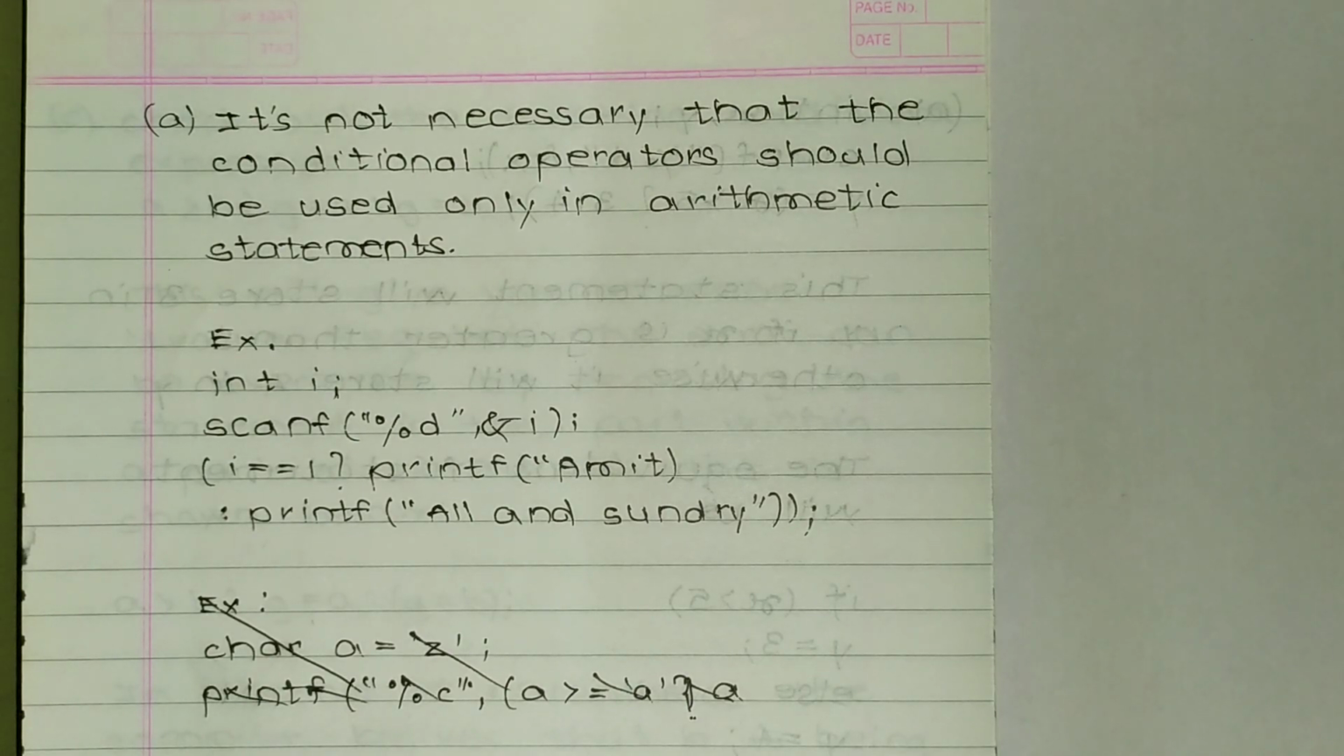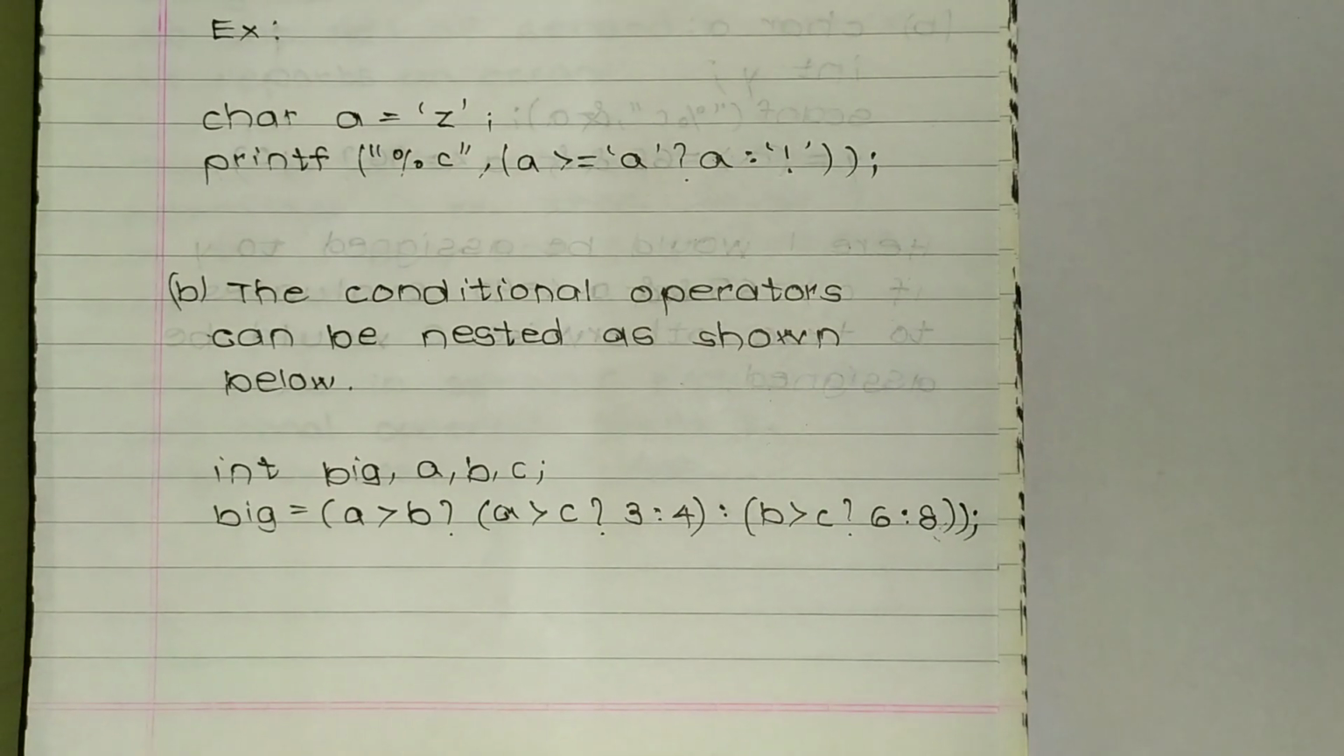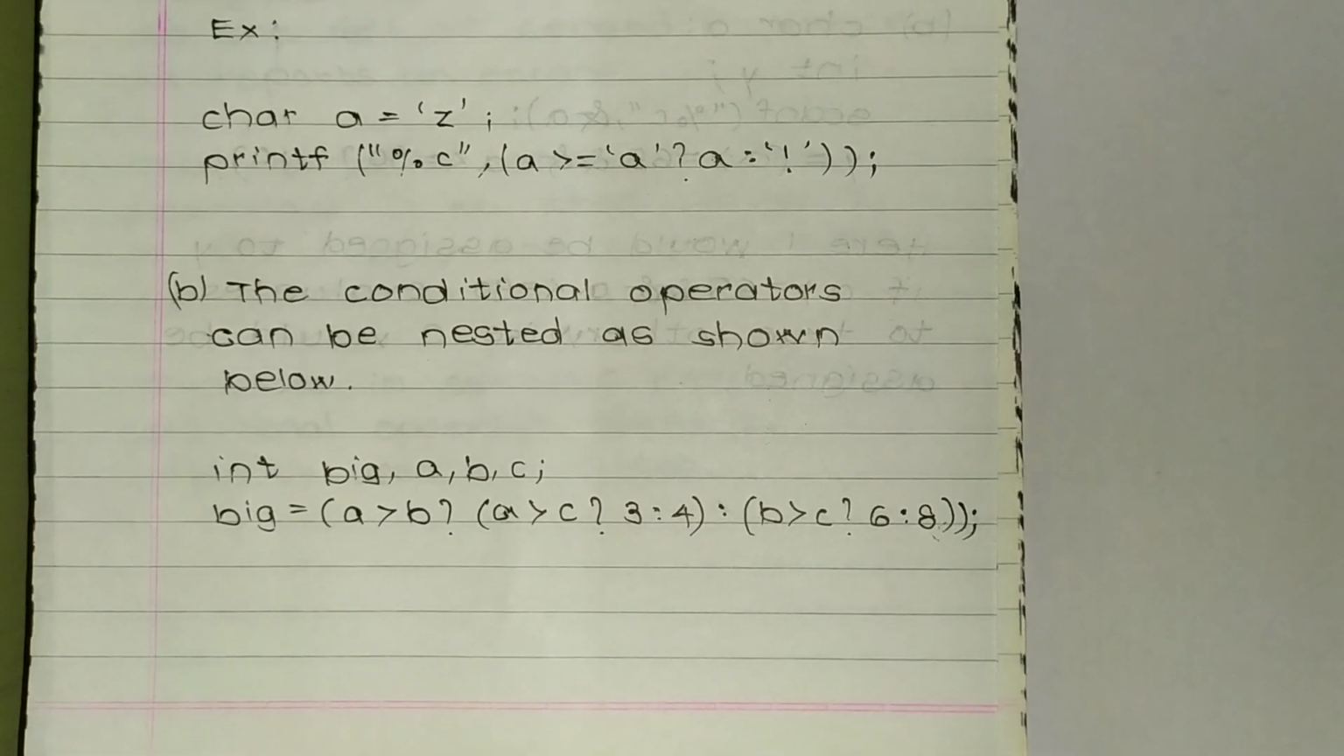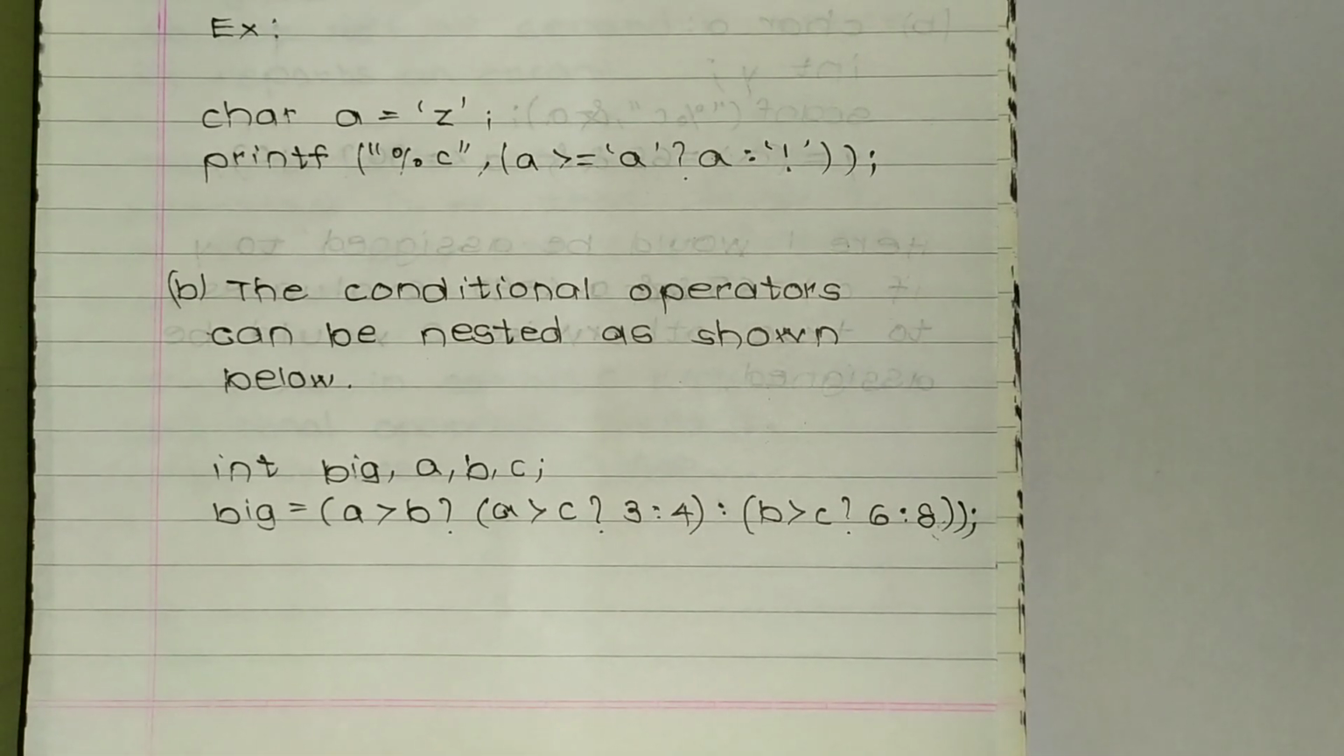So not only arithmetic operations but also the printf command can be used using conditional operators. Example, char a is equal to z, printf %c, a is greater than or equal to a question mark a colon not. So it is not necessary that only the arithmetic instructions are used. Other instructions such as printf can also be used while using the conditional operator.